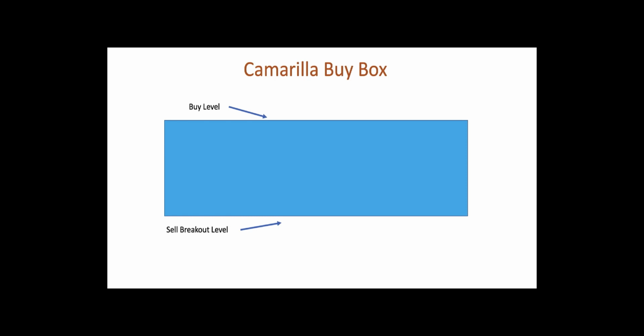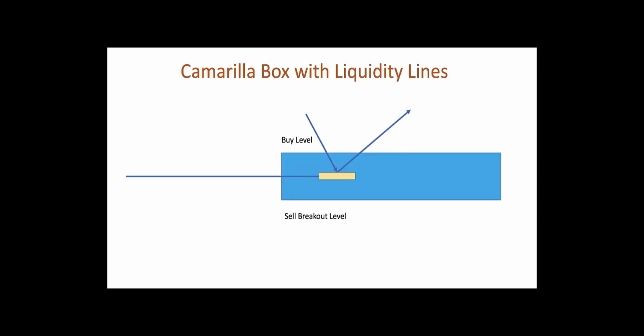In simpler terms, areas of interest refer to strong support and resistance areas that can be found at liquidity lines, inside Camarilla reversal zones, or near the middle of the Camarilla between the reversal zones. Camarilla reversal zones are the areas between the buy level and the sell breakout, and between the sell level and the buy breakout. The buy box is located at the bottom and is colored blue, while the Camarilla sell box has the buy breakout level at the top and the sell level at the bottom. I will demonstrate how these work shortly.